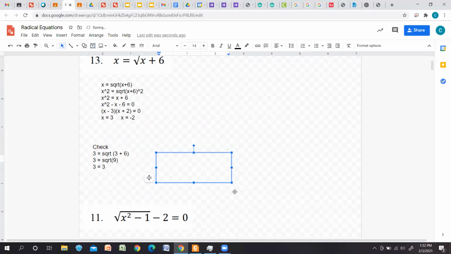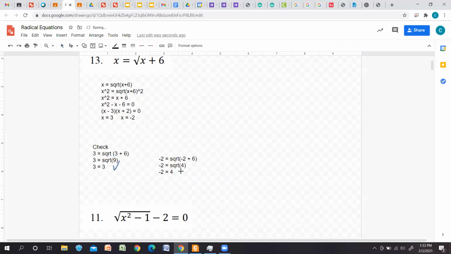Okay, now let's check the other one. Let's plug negative 2 into the equation. We get negative 2 equals square root of negative 2 plus 6. Negative 2 equals the square root of 4. Negative 2 equals 2, and that is incorrect. That is an extraneous solution. And notice that extraneous solutions usually involve a negative somehow for these radical equations.